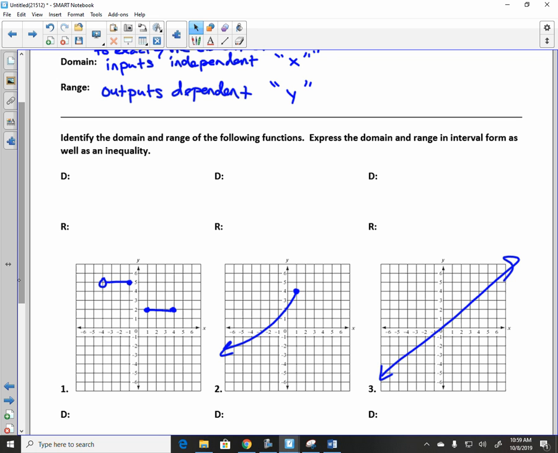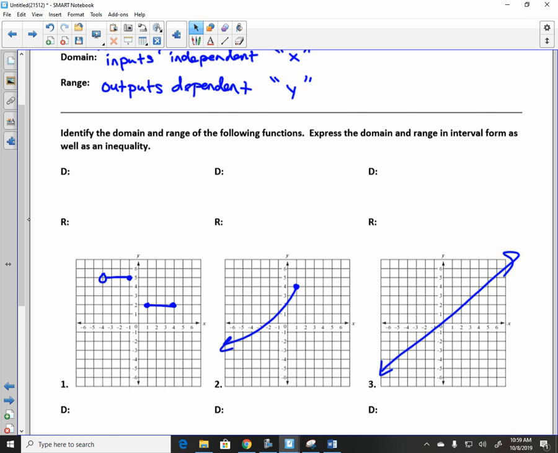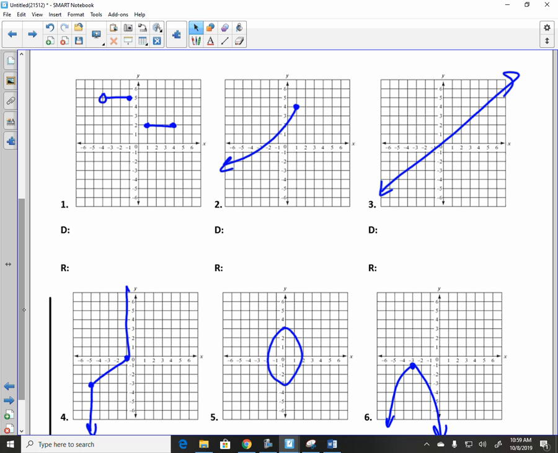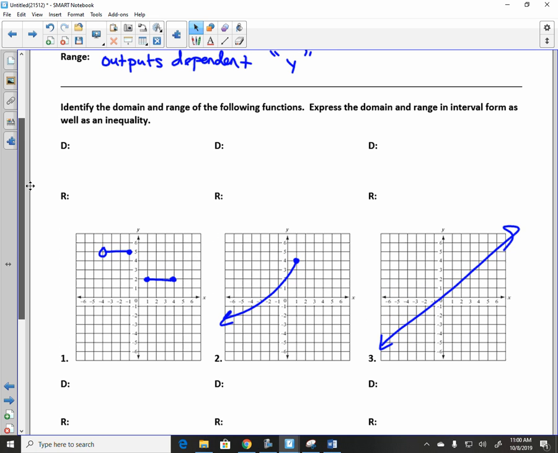The first skill that we want to be able to do, you're going to be able to do this on your test, is be able to identify the domain and the range of the function. I want to be clear that these directions are actually incorrect because not all of these are functions. Can you tell me which ones are not functions? This one is not a function. Why? It doesn't pass the vertical line test. And 4, because there is a vertical line. So the direction should say identify the domain and range of the following relations. Some of them are functions, some of them are not.